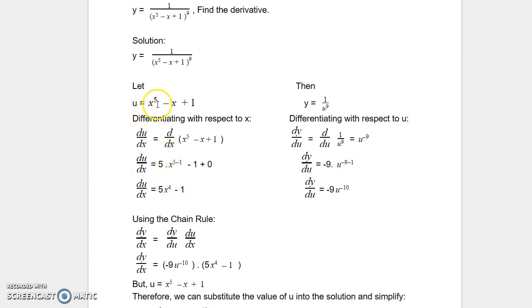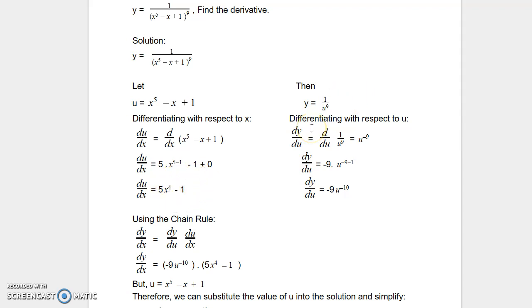u is equal to x to the power of 5 minus x plus 1. We're going to differentiate it with respect to x. du by dx is equal to d by dx of x to the power of 5 minus x plus 1. The d by dx of x to the power of 5, we can use the power rule here. We can write it out as 5x to the power of 5 minus 1. d by dx of x is 1, and then d by dx of 1 is 0, because it's a constant. So when we simplify it, it simplifies to 5x to the power of 4 minus 1.